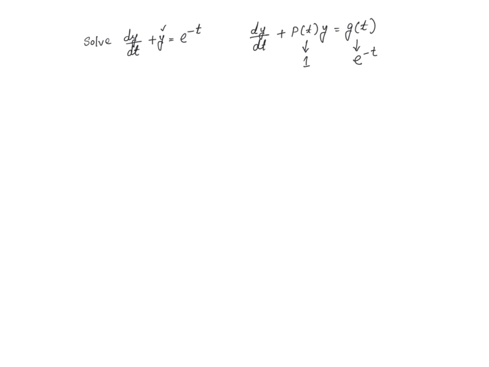Now, as you may already know, we need to multiply both sides of this equation by the integrating factor, which we define to be mu of t, and mu of t is nothing but e to the power integral of the coefficient of y, which is p of t dt. In our particular example, we got p of t to be 1, so it's going to be e to the power integral 1 dt, which is nothing but e to the power t. So our mu of t is equal to e to the power t.